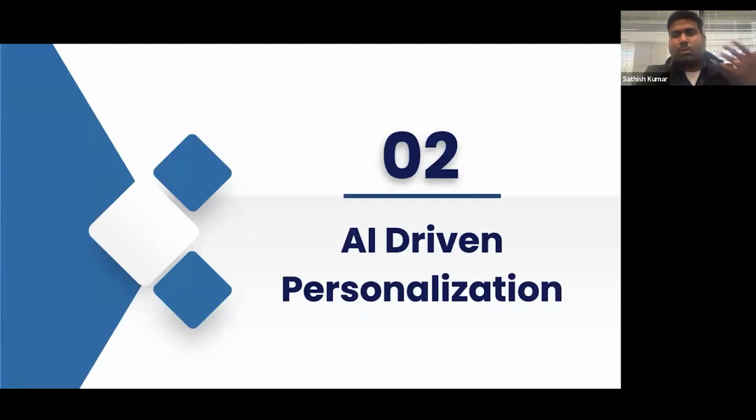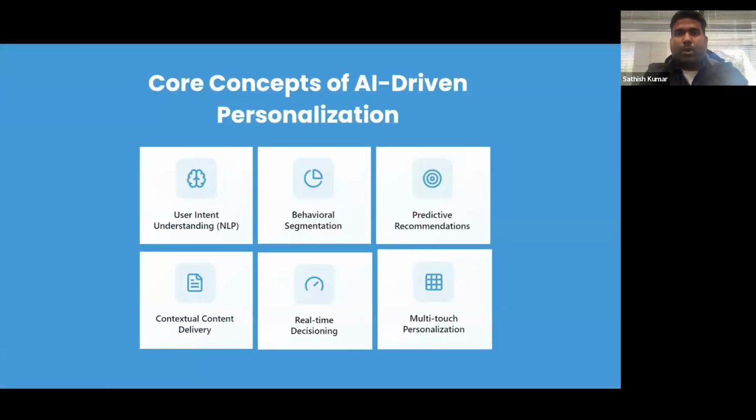So on AI-driven personalization, I just want to give an idea of the core concepts. The first one is user intent understanding through NLP. If somebody is looking at your site, for example a healthcare site, and says I have this symptom, what would be the right one for me? Or if it is e-commerce, I am looking to buy red shoes. We need to understand the intent of the user and provide results or the experience based on that.